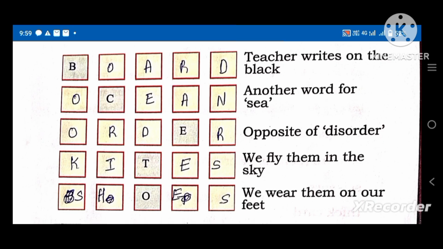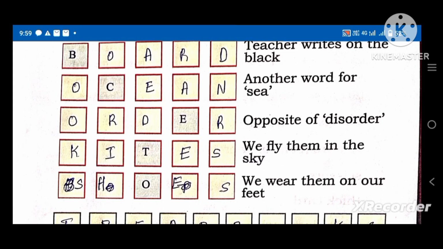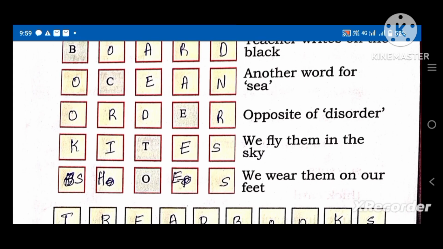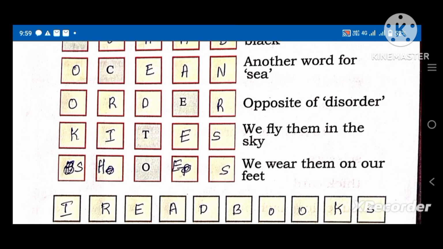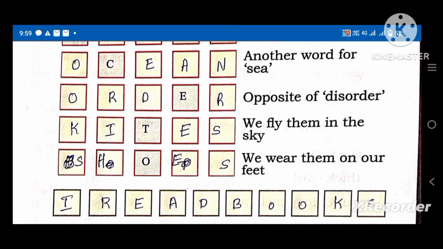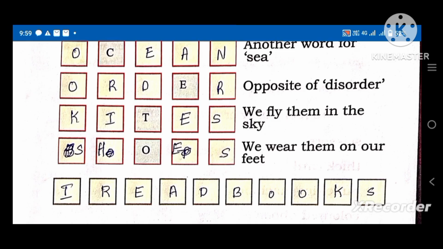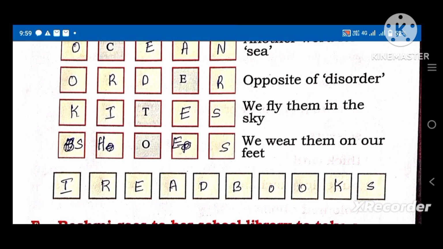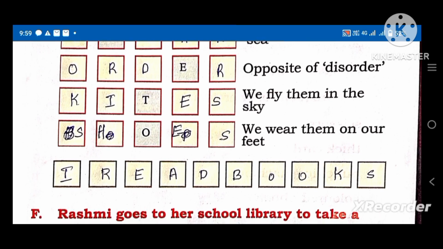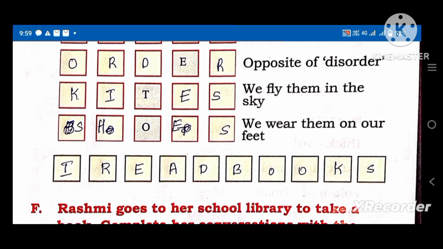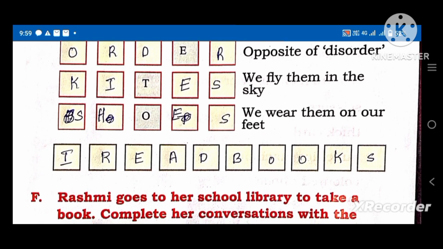Teacher writes on the blackboard. Board. Another word for sea is ocean. Ocean. Opposite of disorder is order. Order. We fly them in the sky. Kites. We wear them on our feet. Shoes. I read books. Books.